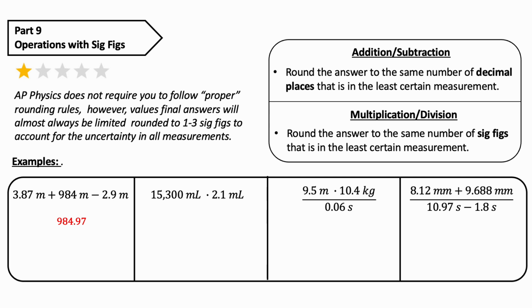And so for that case, the 984 has no decimal places. And so our final answer needs to go to no decimal places. And so we round 984.97 to have 0 decimal places. And so that means we round that 4 up to a 5. And our final answer is going to be 985.